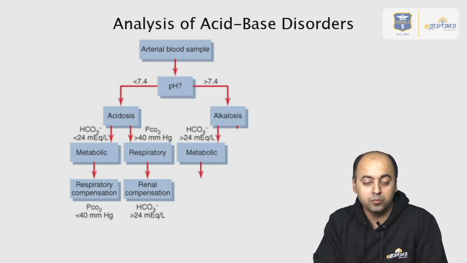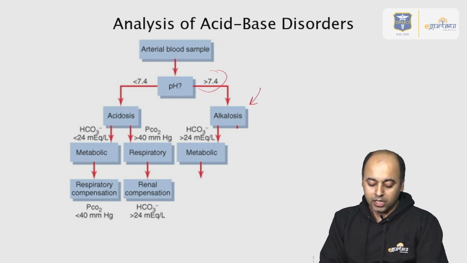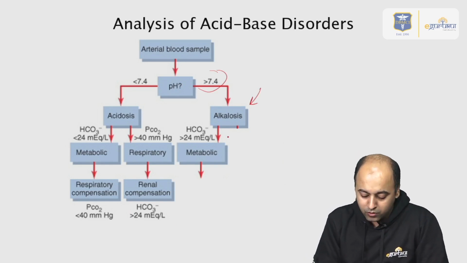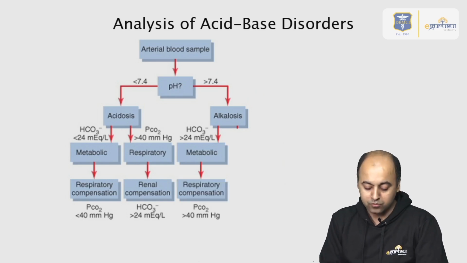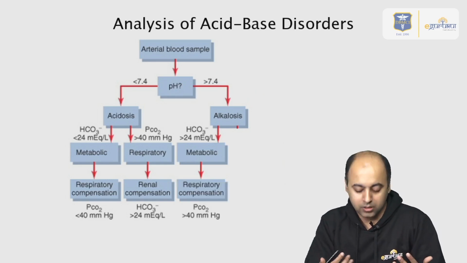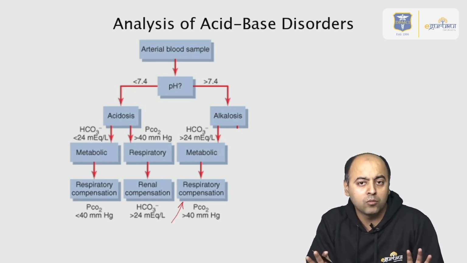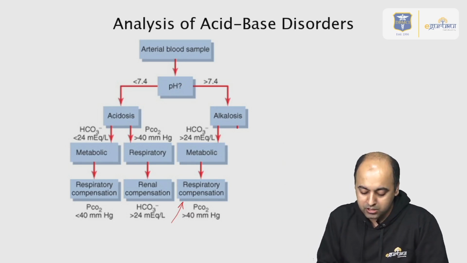Similarly, if the pH value is more than 7.4, then we are looking at alkalosis. If the bicarbonate value has increased, it is the primary cause, so we are looking at metabolic alkalosis. And if the PCO2 has also increased, in that case it is compensation. If there is no change in PCO2, it is in the normal value, so no compensation. If it has increased, then only we will say that compensation is there.